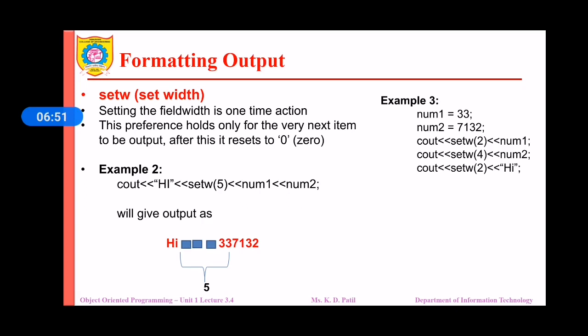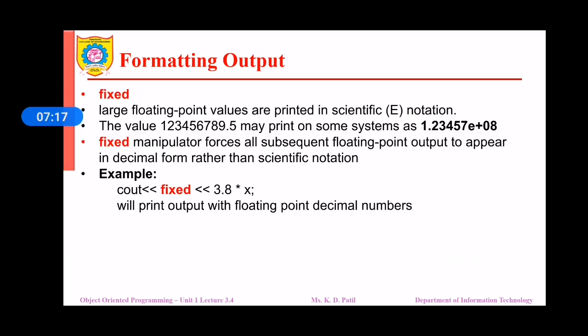Now I have the same example as previous, but here I have set the field width differently. For num1 I have set the field width as 2, for num2 it is 4, and for the cout statement for the "hi" string I have 2. Then it will print the continuous statement like 33, 7132, hi without any space, as I have set the field width as expected.